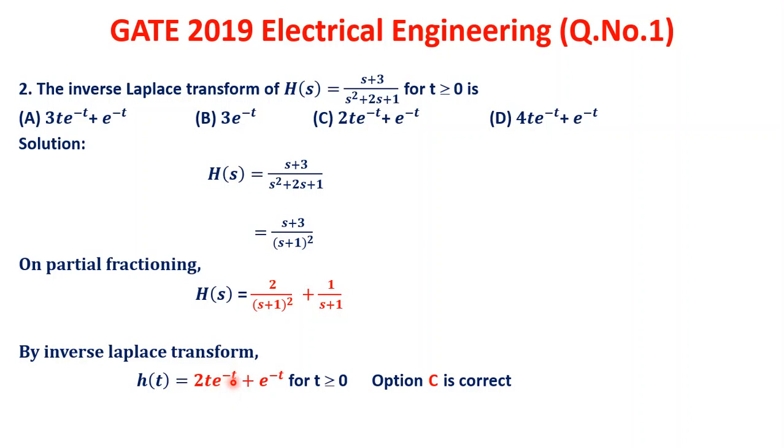E power minus at means s replaced by s plus a in the s domain. So here 2 into 1 by (s plus 1) whole square. So 1 by s square means t. 1 by (s plus 1) whole square means s is replaced with s plus 1. Therefore, it should be multiplied by e power minus t. So 2t e power minus t. This we know very well, it is e power minus t for t greater than or equal to 0. So this fits into option C. Therefore, option C is correct.